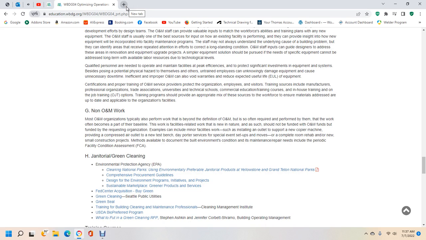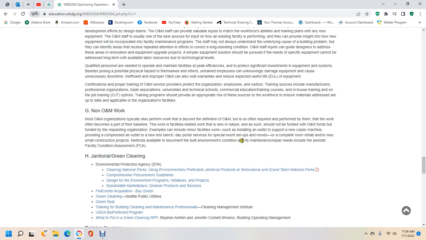Non-operation maintenance work. Most operation and maintenance organizations are typically able to perform work beyond the definition of operation and maintenance, and are often required to perform it. This work is often part of their baseline because it is facility related, and it should not be funded by operation and maintenance funds but by the requesting organization. Examples include minor facility work such as installing an outlet to support a new copier machine, providing a compressed air outlet for a new test bench, daily porter services, special event setup and moves, complete room rehab, and new small construction projects.